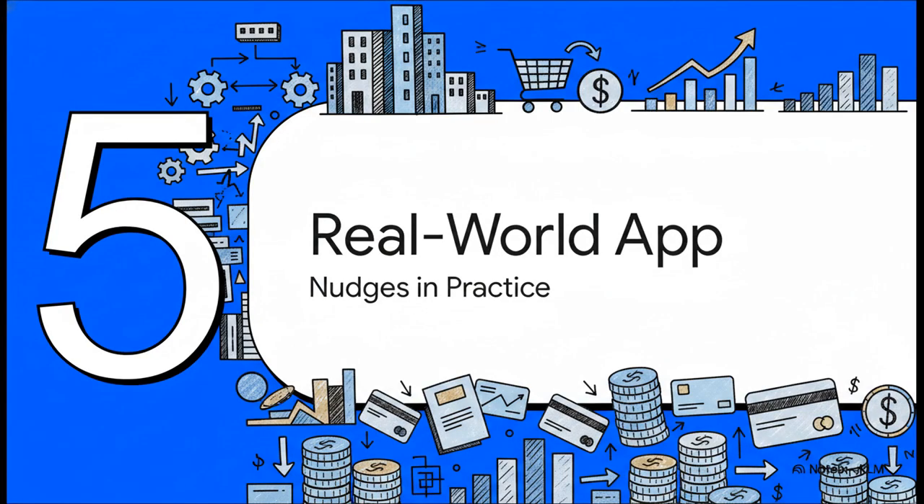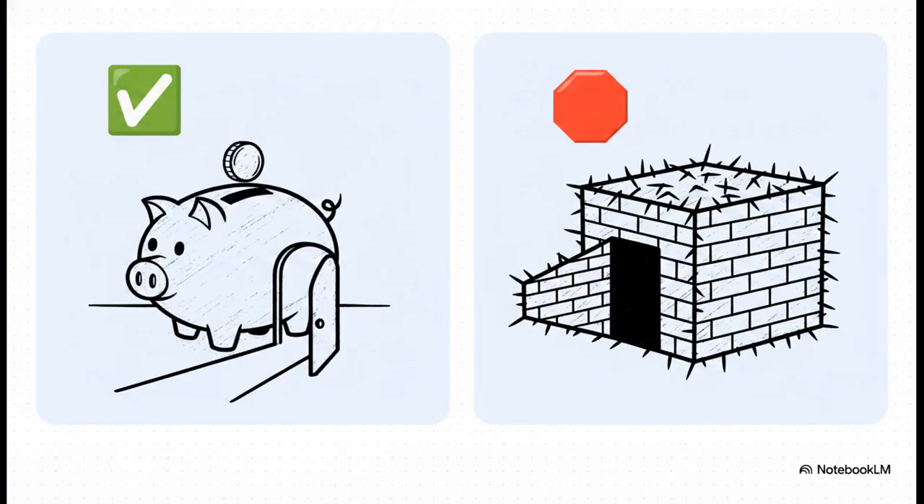All right, Section 5, real-world application. Let's see how this plays out in the wild. Let's put all this theory into action. On the left side here, we have a classic welfare nudge, automatic pension enrollment. It uses our natural inertia to ensure we save for retirement. It's totally beneficiary aligned, and usually it has a very easy opt-out process if you really don't want it.